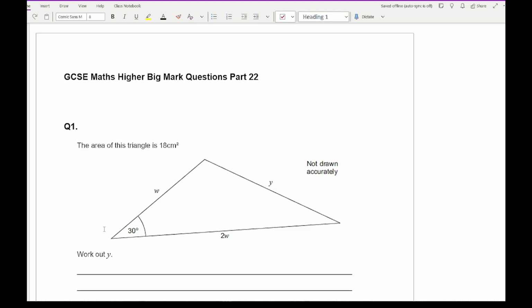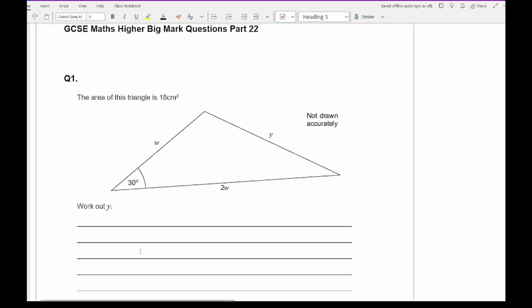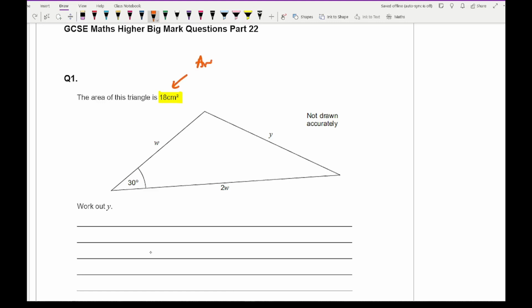So question 1 says the area of this triangle is 18 centimetres squared and we need to work out the value of y. Now no information is given fruitlessly, so with this we need to ask ourselves, why have they given the area of a triangle? This is because I need it to work out what one of the letters is. Because this is a non-right-angled triangle and I haven't been given the perpendicular height, I'm going to have to use that the area of the triangle is equal to a half ab sine C.